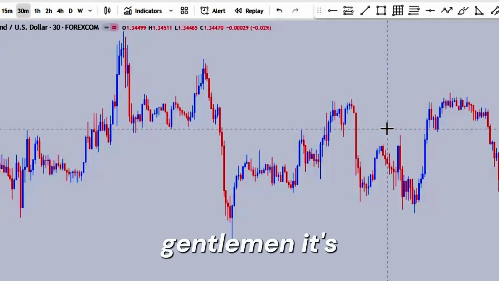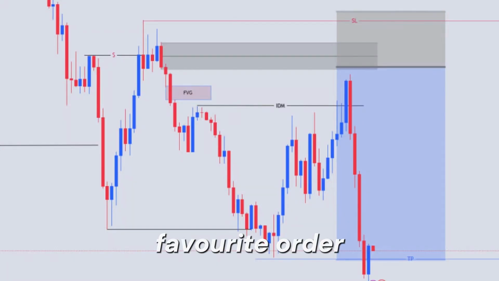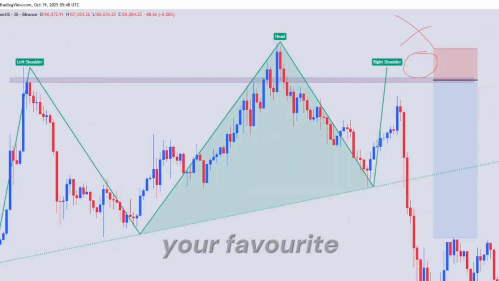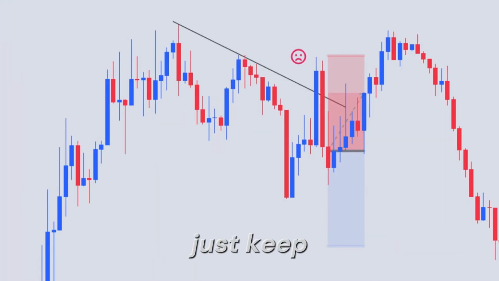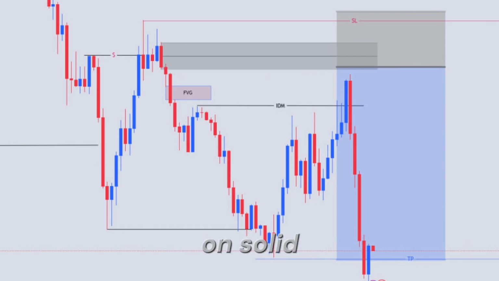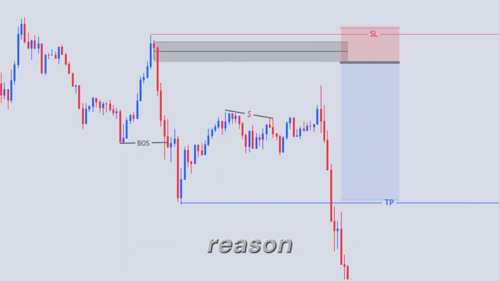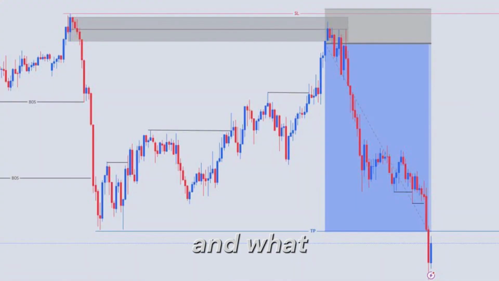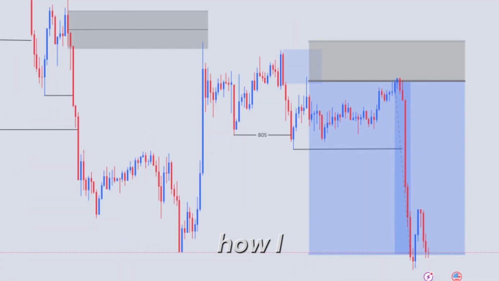Ladies and gentlemen, it's about that time of the year when your favorite order blocks stop getting mitigated, your chart patterns do not even align, and even your favorite engulfing candle just keeps failing. I kept missing out on solid trade setups for the same reason, guys. So what I did was go back to what happened during the past 4 months of 2024 and 2023. And what I discovered completely changed how I trade right now.